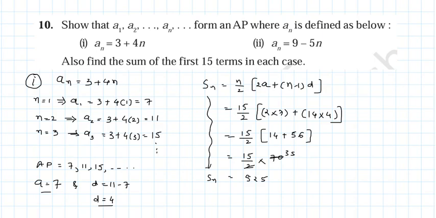In a similar way, you can solve the second question, that is an is equal to 9 minus 5n. You have to do the same way. a1 we get by substituting n is equal to 1, so 9 minus 5 is 4. For a2, substitute n is equal to 2, so 9 minus 10 is minus 1, and so on. And in a similar way, you can find the rest.